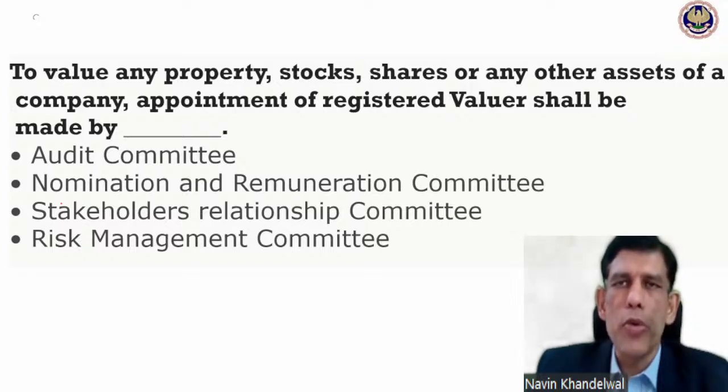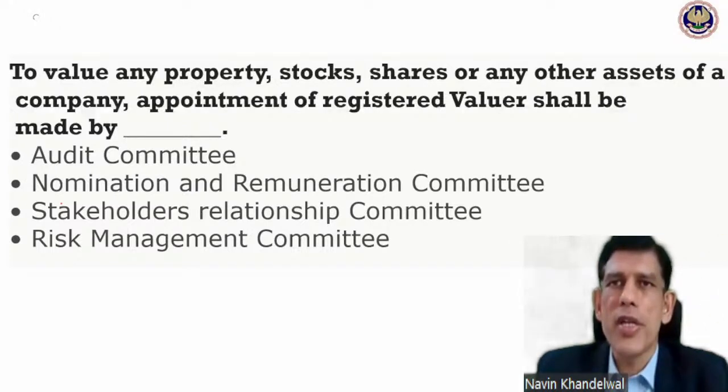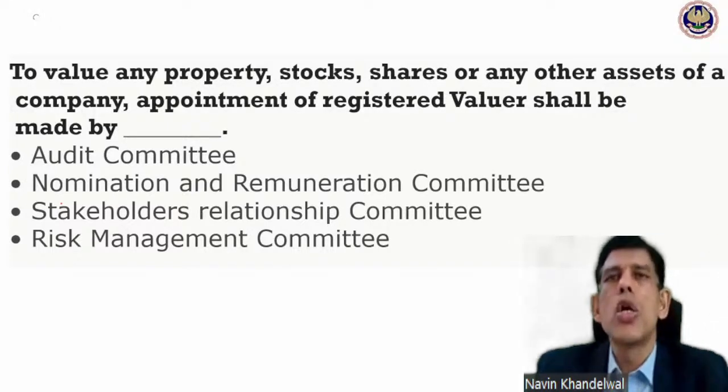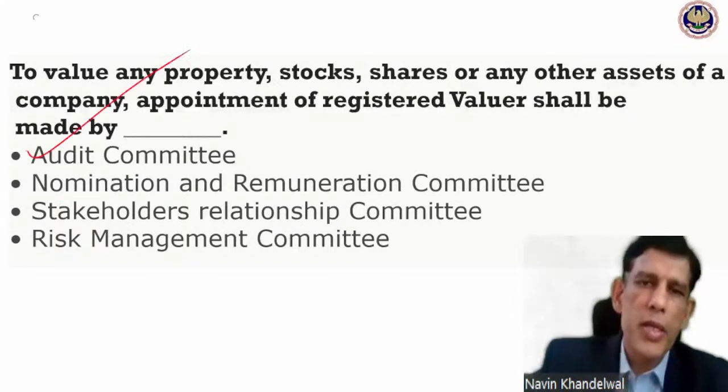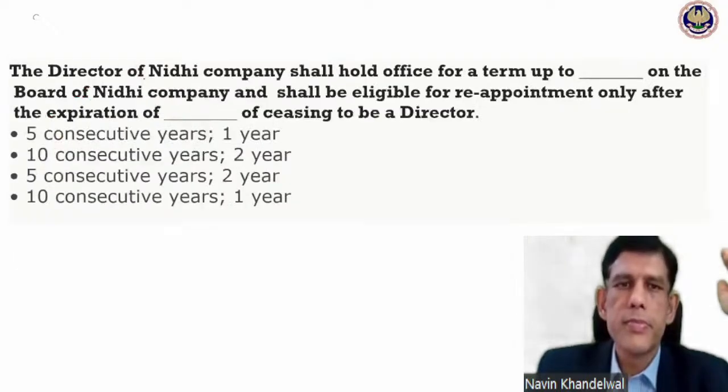For appointment of valuers, who should appoint the valuer? Remember, we have studied under 247(1). The appointment has to be done by the audit committee. In the absence of an audit committee, it is the board of directors. So remember, friends, the audit committee is the appointing authority. We have just discussed it now.